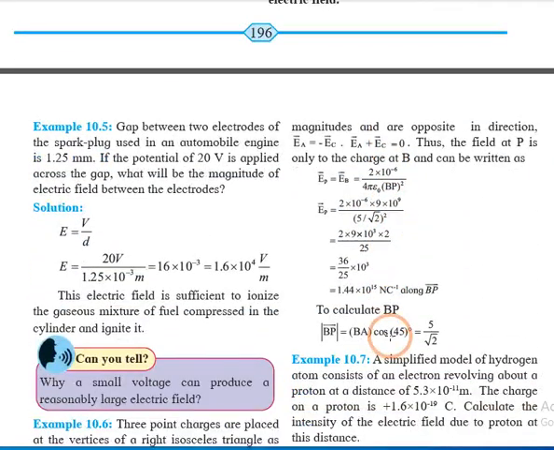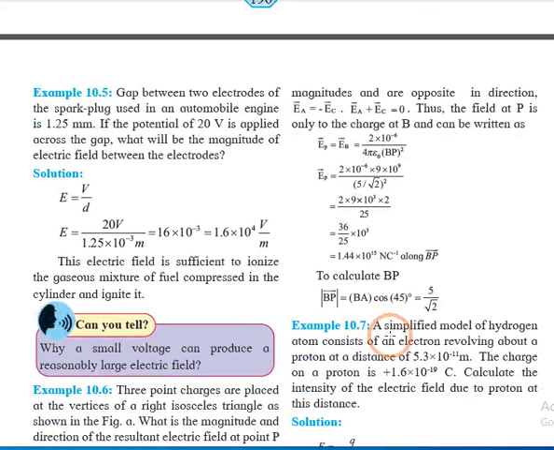Let's take one example. Consider the gap between two electrodes of the spark plug used in an automobile engine is 1.25 mm. If the potential of 20 volt is applied across the gap, what will be the magnitude of electric field between the electrodes?